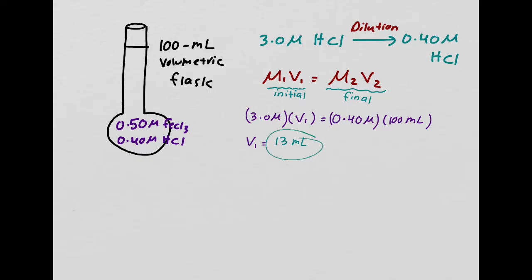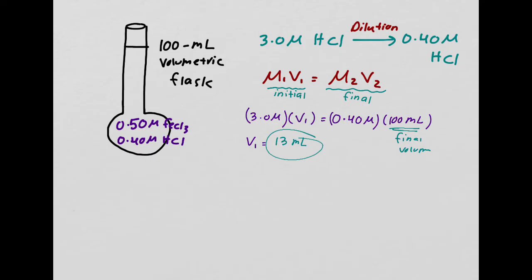Now, what does that mean? This means that if I take 13 ml of 3 molar hydrochloric acid and dilute it all the way to 100 ml, I would get the concentration that I want. So I take 13 ml of 3 molar HCl and dilute it all the way to 100 ml, because remember, we want our final volume to be 100 ml. Then I would accomplish making a 0.4 molar hydrochloric acid solution. So far, so good? That's the first part. So I know how to make that.